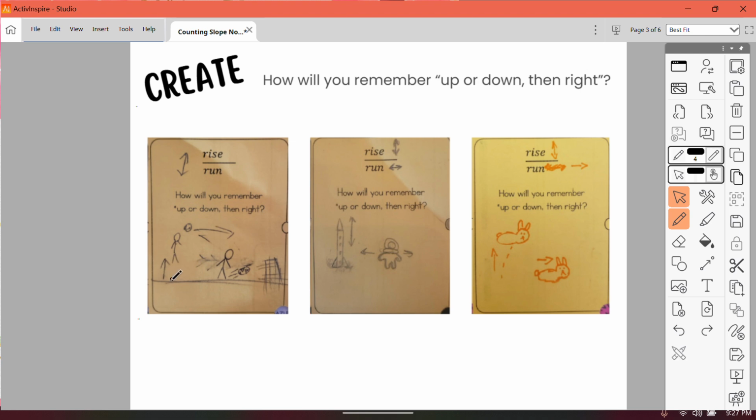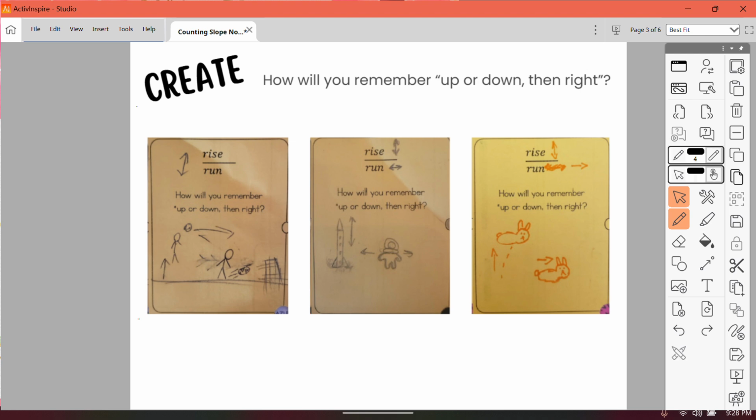We have the soccer player jumping up and then running right towards the goal. We have the rocket that's gone up into the sky, landed, and now the astronaut is walking on the moon or whatever planet he's on. Here we have this adorable little bunny jumping up and then running to the right. So whatever method you come up with for remembering up or down and then right.